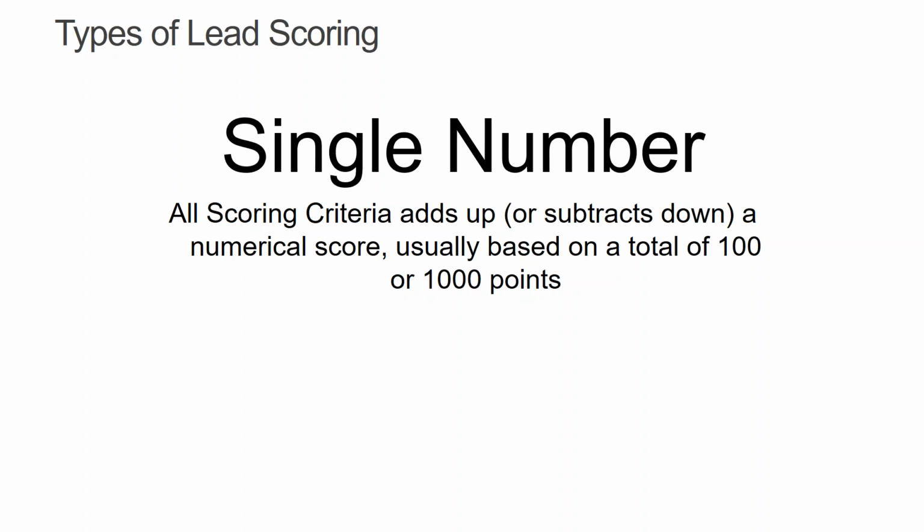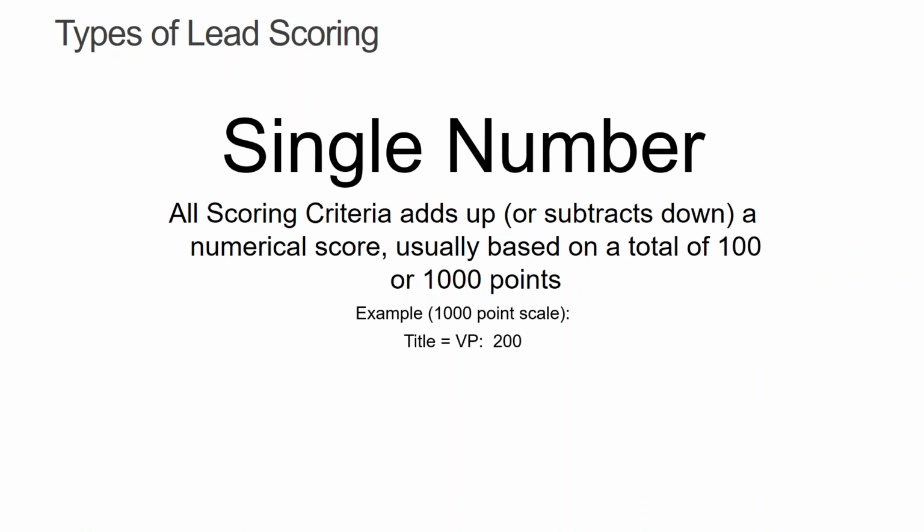The first type, and it used to be the most popular, it's waning in popularity. It's quite simple. It's just a single number score where you've got a bunch of criteria, and each criteria has a numerical score that either adds or subtracts a point value, and that numerical score is usually based on either a 100 or 1,000 point scale, depending on how you're going to set up your mathematics. Now, just as an example, we'll use a 1,000-point scale.